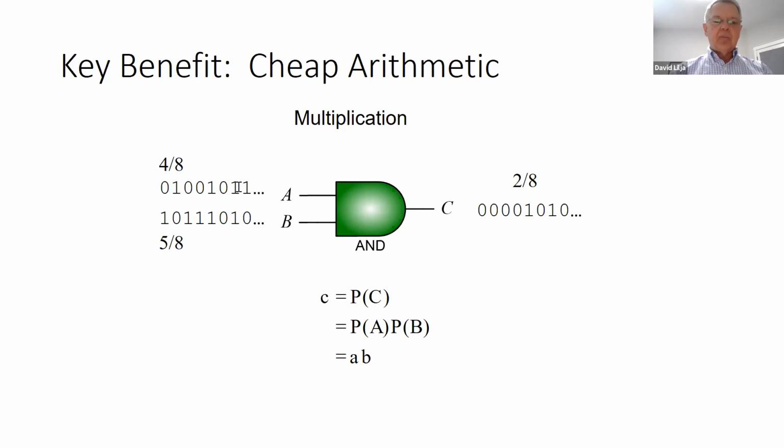is equal to the probability of seeing a 1 on A times the probability of seeing a 1 on B. So if I think of A, B, and C as values between 0 and 1, then I'm just taking A and B and multiplying them together to get C. Cool. An AND gate gives me very inexpensive arithmetic, very inexpensive multiplication.